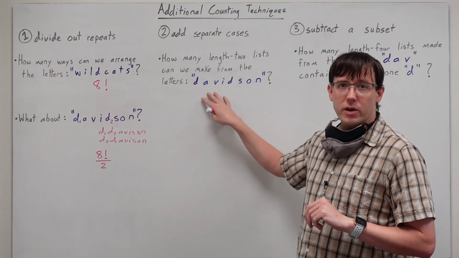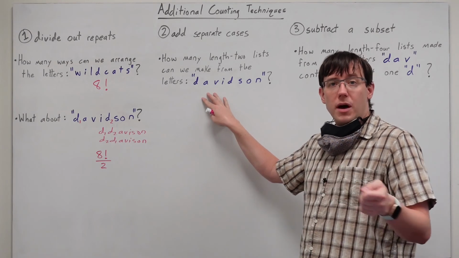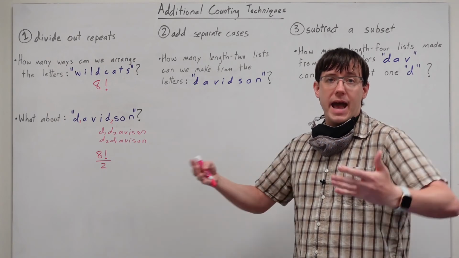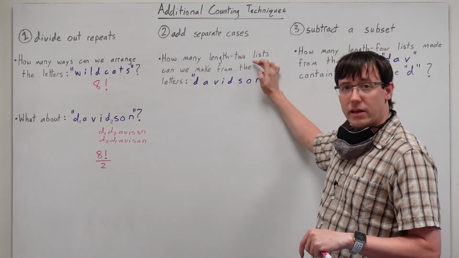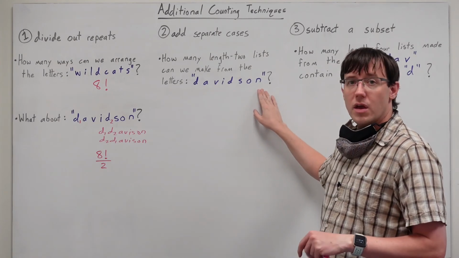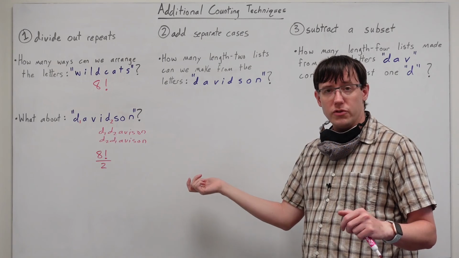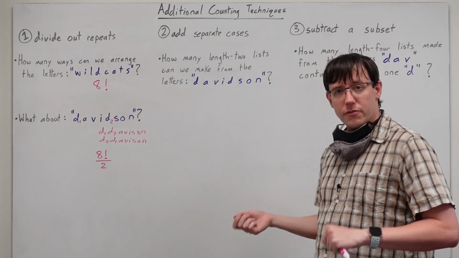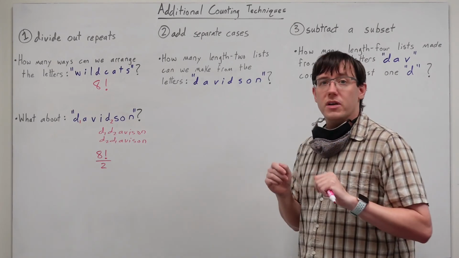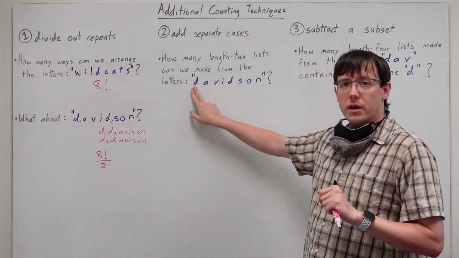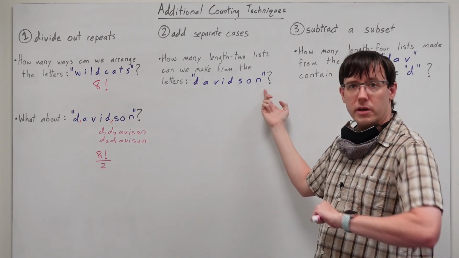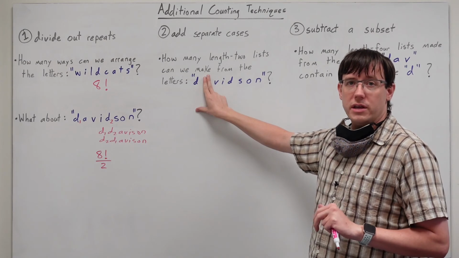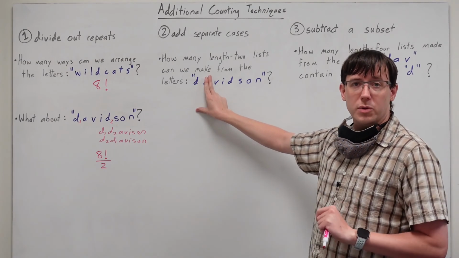We'll also encounter some counting problems where it can be helpful to split them up into mutually exclusive cases that we can count separately and then add up. If we're trying to count the number of length 2 lists we can make out of these letters by multiplying the possibilities for the first letter by the possibilities for the second letter, then depending on what gets picked as the first letter, we have a different number of possibilities for the second letter. If we first pick a D, then there are 7 possibilities remaining for the second letter, but if we first pick a letter other than D, then there are only 6 distinct possibilities for the second.